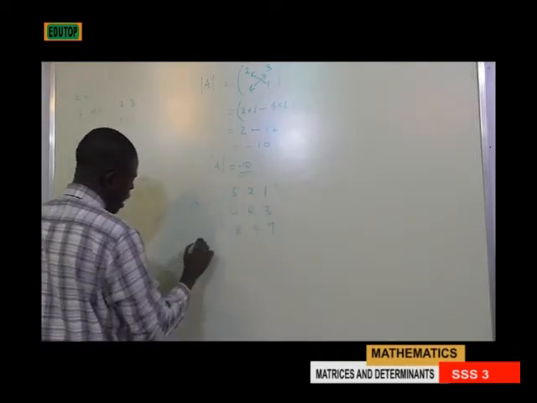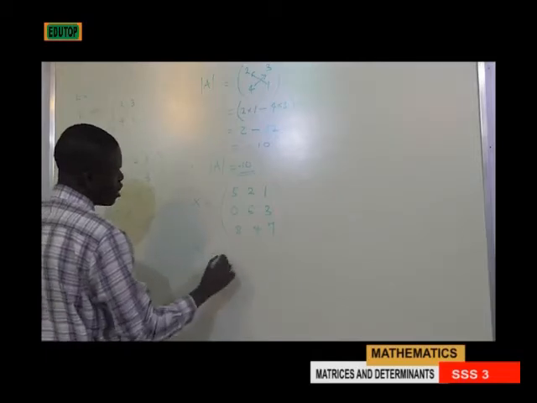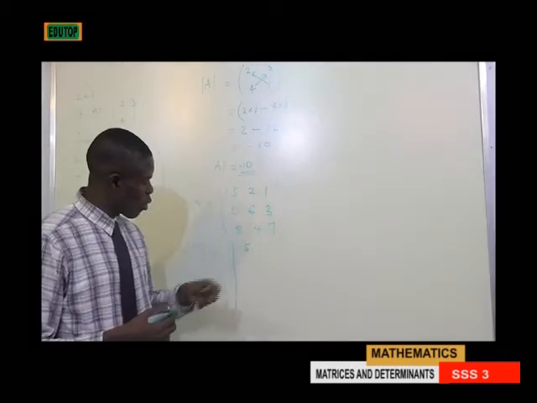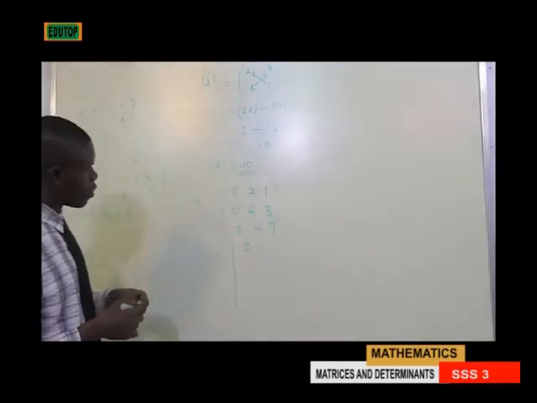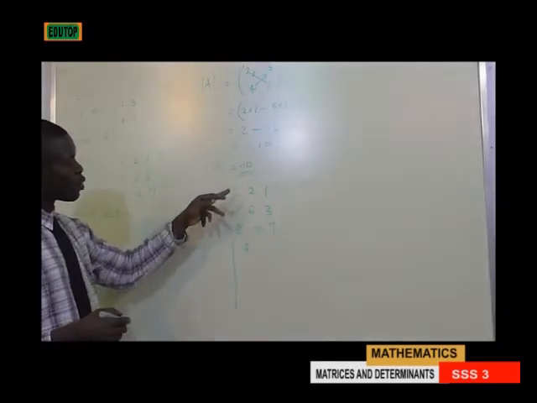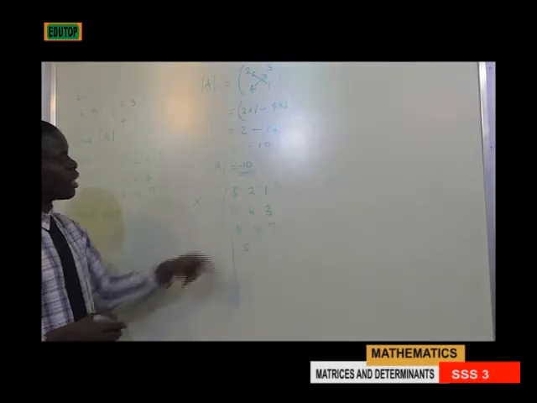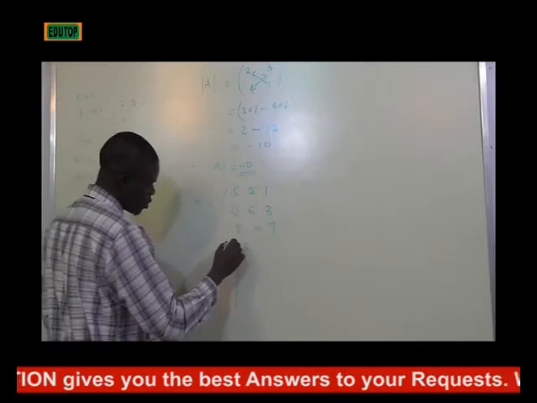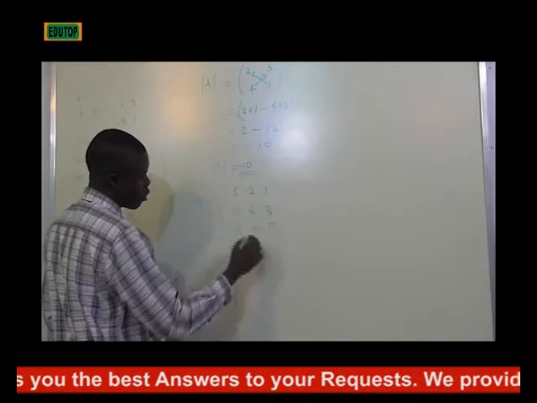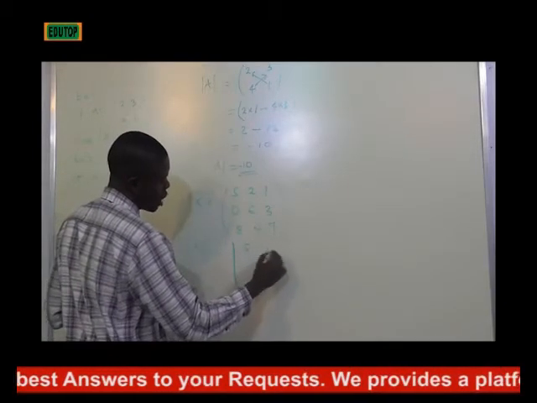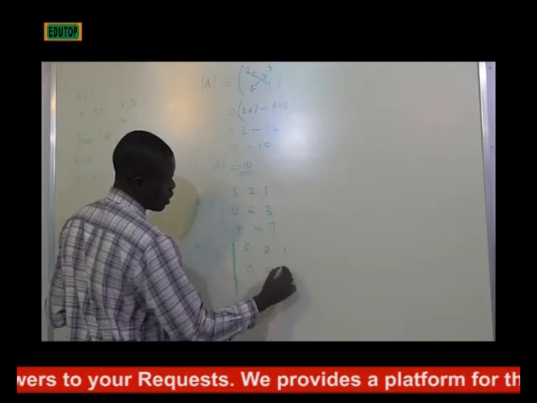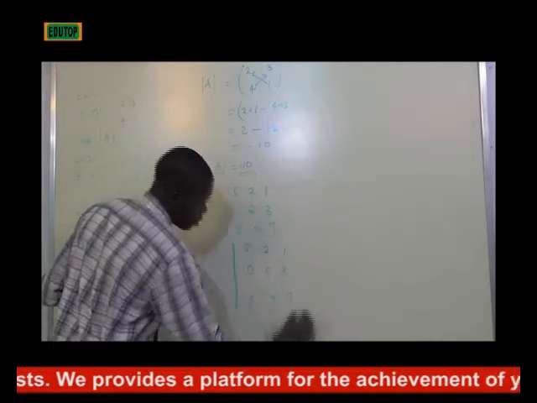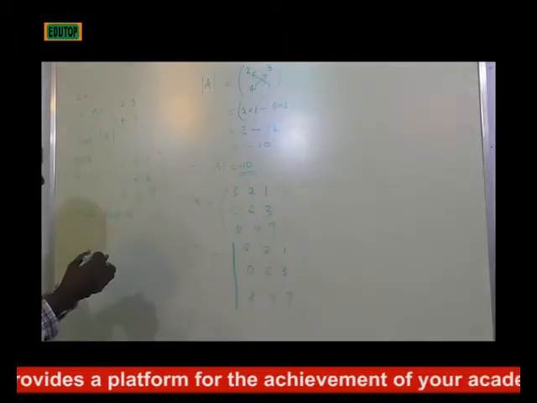So if you have to find the determinant of this x, what we need to do is to have a vertical line like this. To continue from where we stopped, we have 5, 2, 1, 0, 6, 3, 8, 4, 7. So what we need to do is to draw that vertical line. Then we write out our entries: 5, 2, 1, 0, 6, 3, 8, 4, 7.